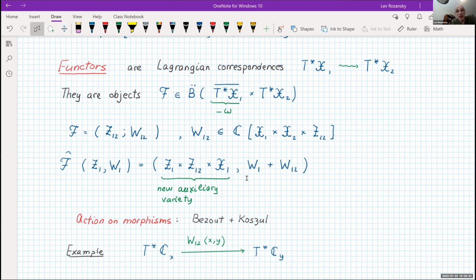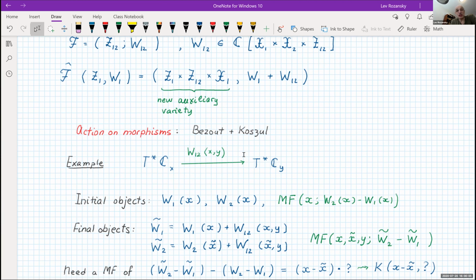So you have many auxiliary variables. Your object initially had auxiliary variables z1, and then you add auxiliary variables of the correspondence, and also the whole x1 from which you want to go also becomes auxiliary. And also you hope that Knörrer periodicity will help you to get rid of so many auxiliary variables. In fact, this is what happens. Okay.